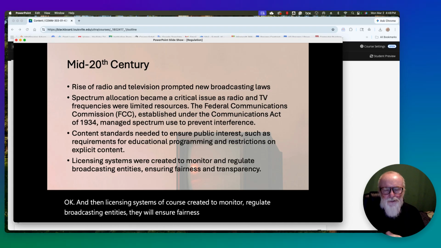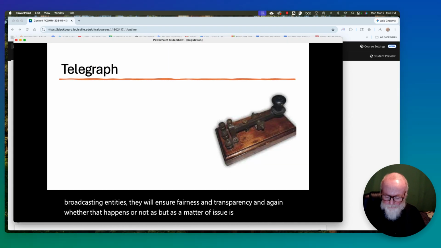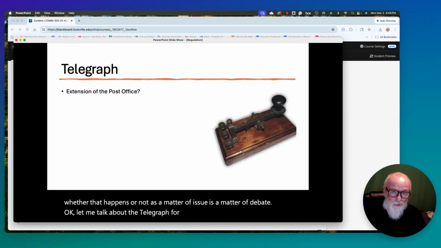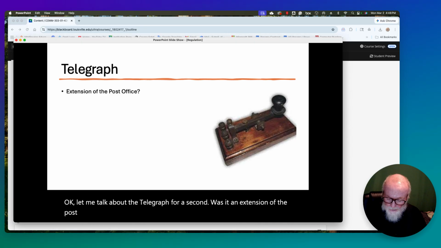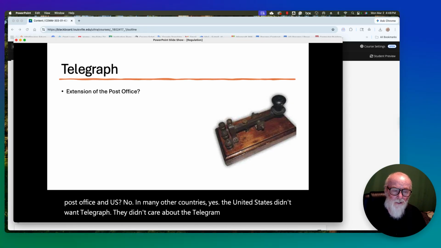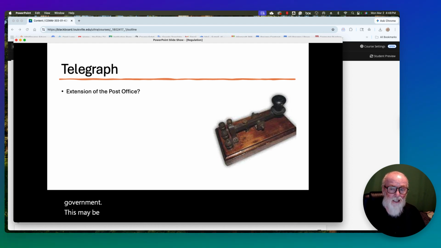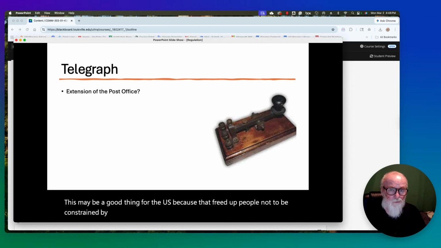And again, whether that happens or not is a matter of debate. Okay, let me talk about the telegraph for a second. Was it an extension of the post office? In the U.S., no. In many other countries, yes. The United States didn't want the telegraph. They didn't care about the telegraph. The United States Congress didn't care about the telegraph. So it never became part of the U.S. government. This may be a good thing for the U.S. because that freed up people not to be constrained by the government as they were developing their inventions.